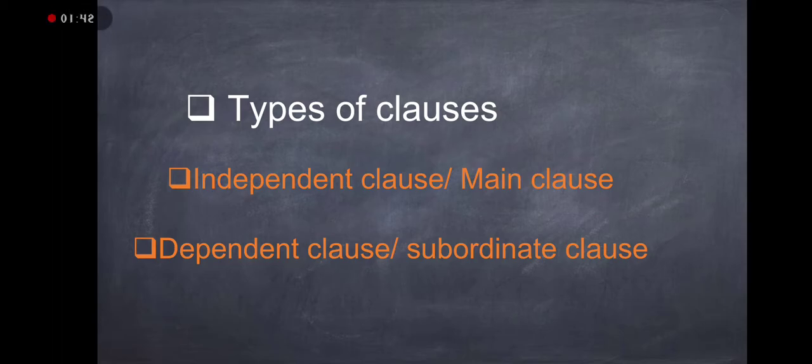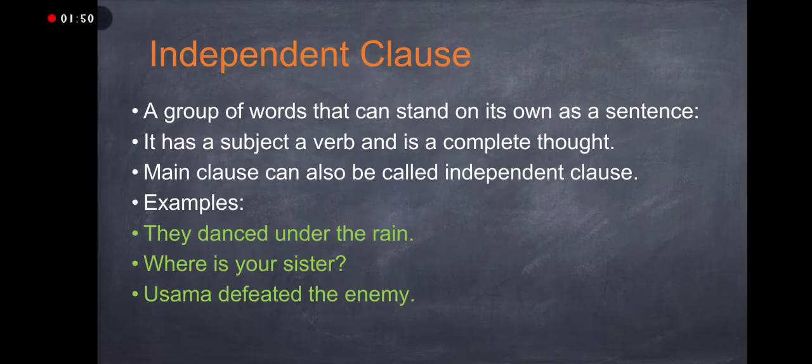There are two types of clauses. Independent clause, also known as main clause, and dependent clause, that is subordinate clause. Let's start with the independent clause. A group of words that can stand on its own as a sentence. It has a subject and a verb and is a complete thought. Main clause can also be called an independent clause. Means it can stand alone, it can give you a complete sense. They danced under the rain. Where is your sister? Osama defeated the enemy. All these sentences are conveying a whole sense.